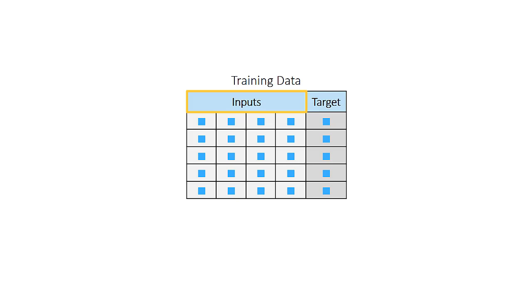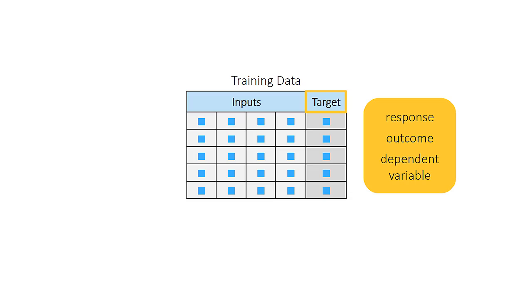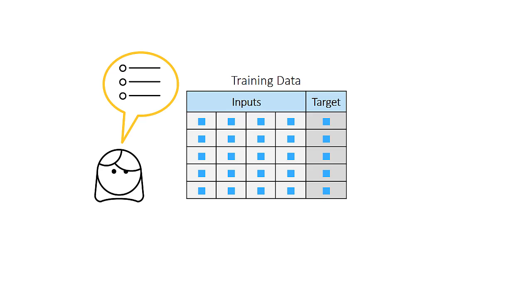In the dataset used for the Churn Business Challenge, some of the inputs are number of calls to technical support, account tenure, age of customer's device, and device manufacturer. The target indicates whether customers churned. Inputs are also known as predictors, features, explanatory variables, or independent variables. The target is also known as a response, outcome, or dependent variable. For a given case, the inputs reflect your knowledge before measuring the target.